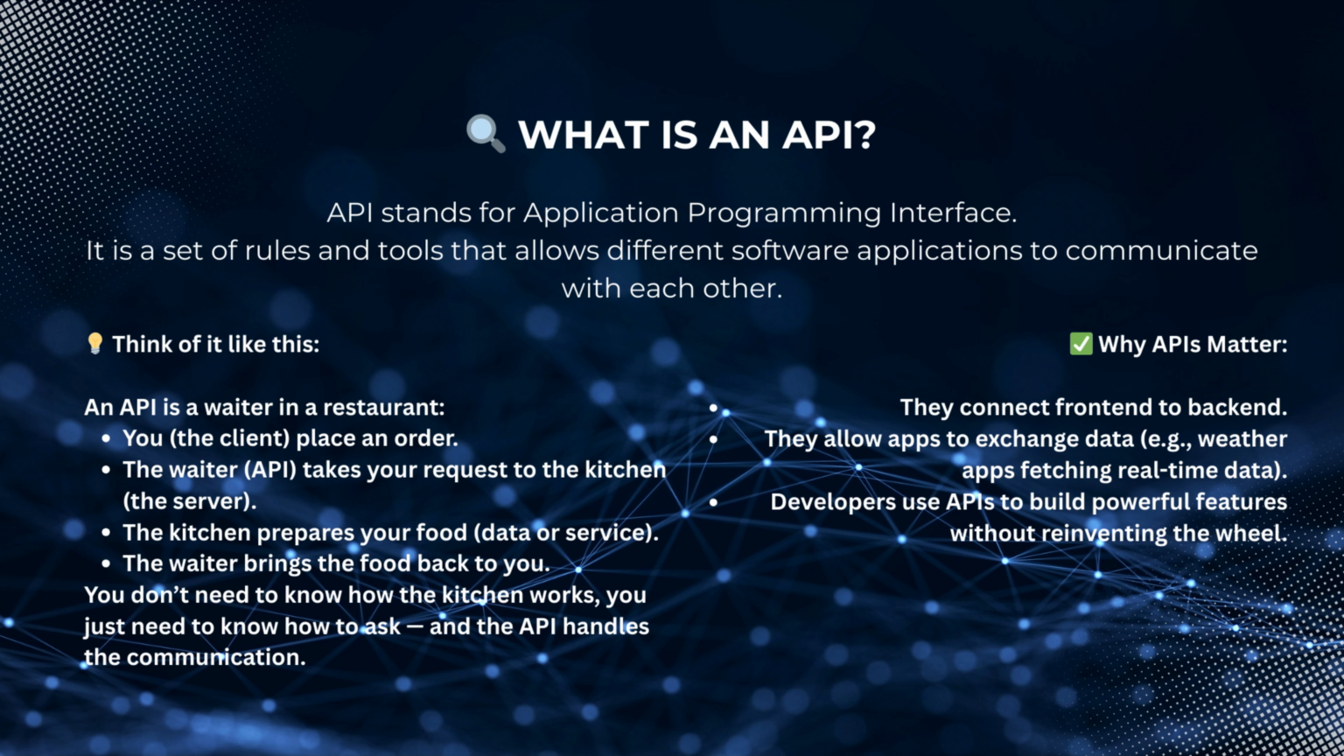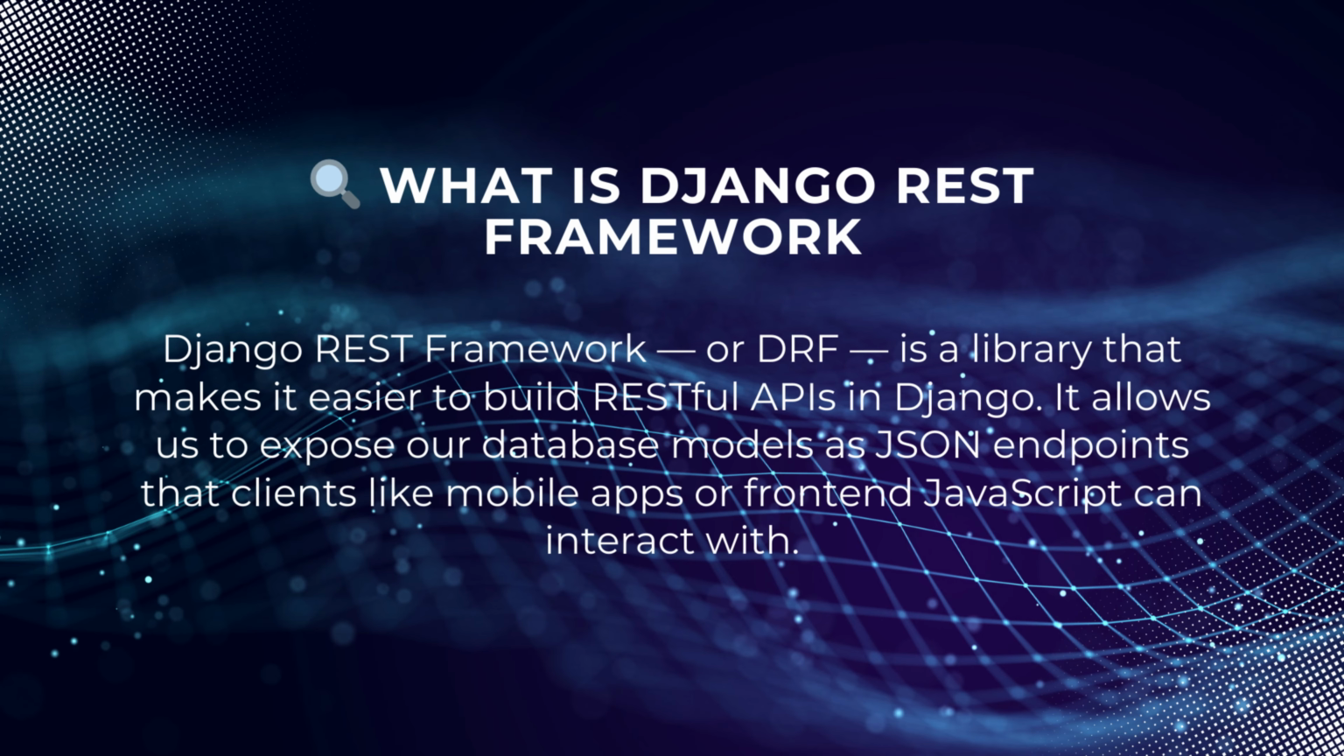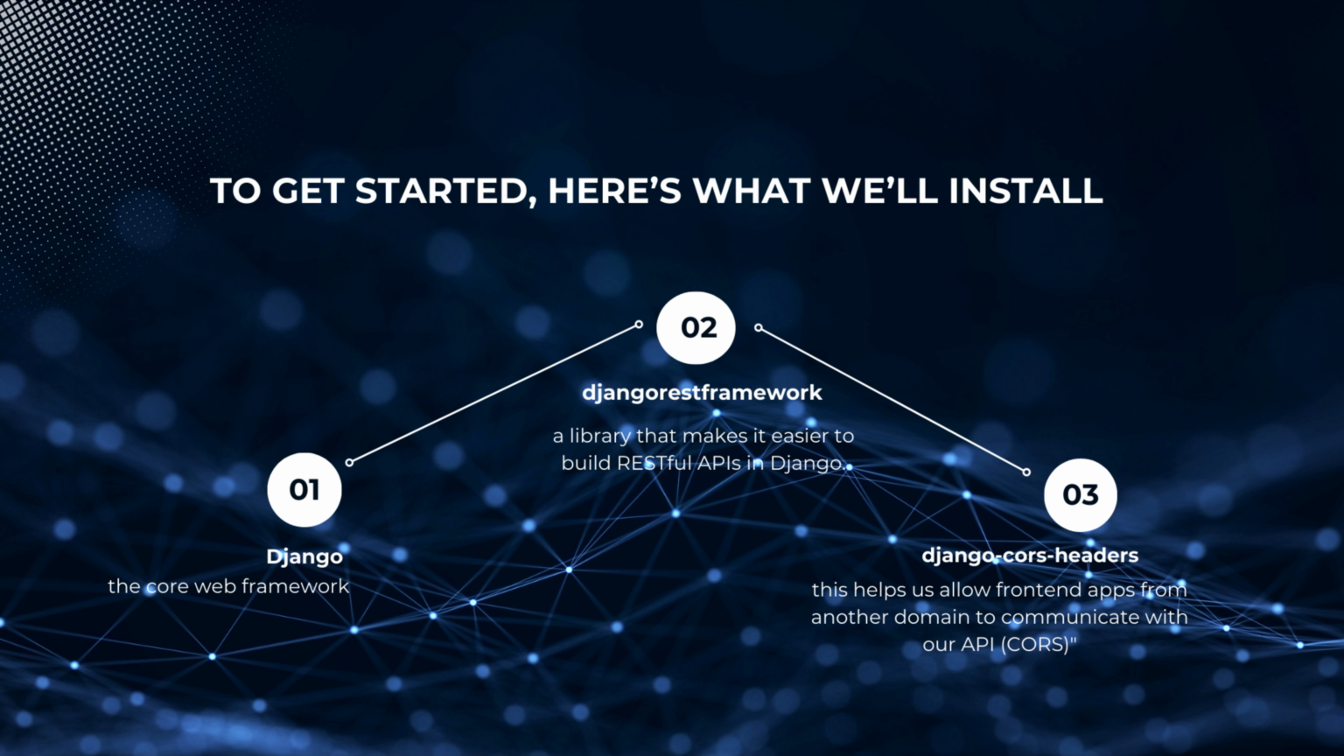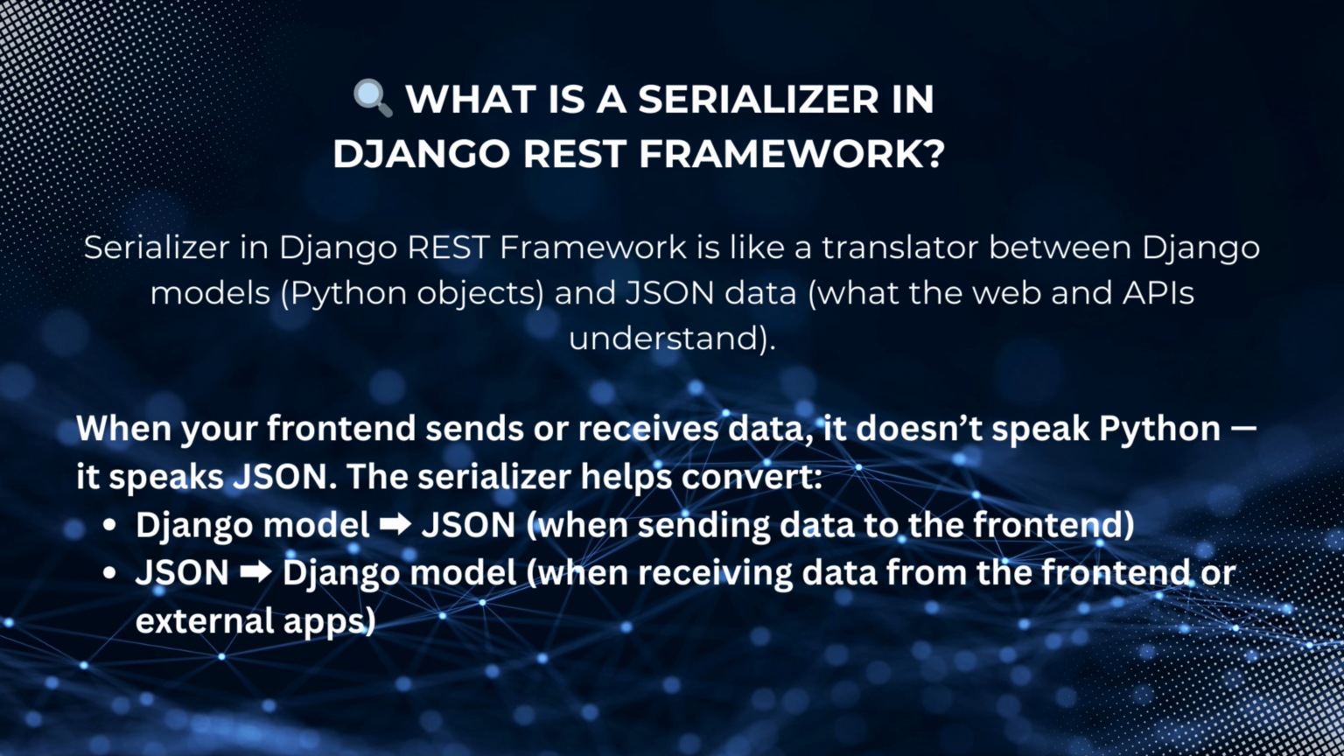So moving forward, let's talk about what the Django REST Framework is, which is a type of REST API. The Django REST Framework, or DRF, is a library that makes it easier to build RESTful APIs in Django. It also allows us to expose our database models as JSON endpoints that clients like mobile apps or front-end JavaScript can interact with. So there are certain things we'll be needing to achieve what we want to do today.